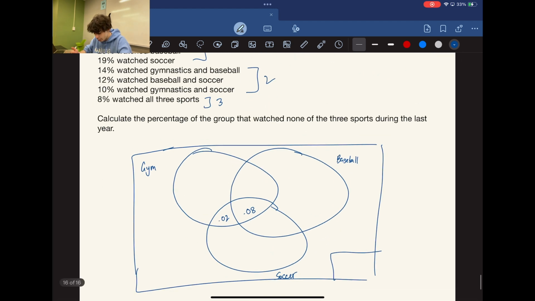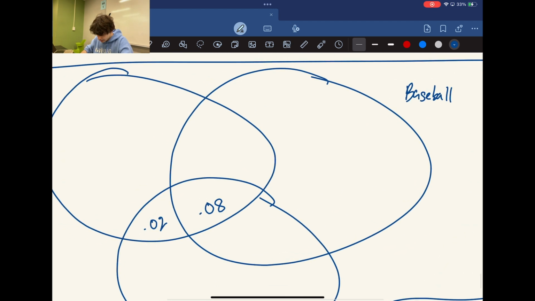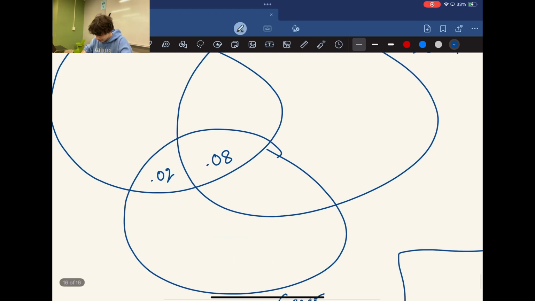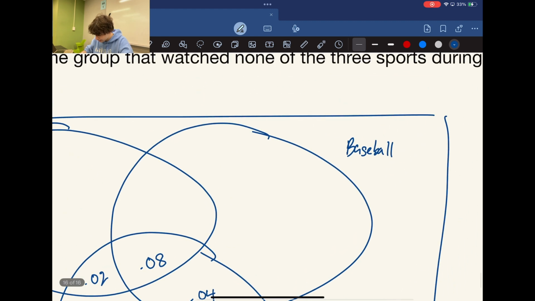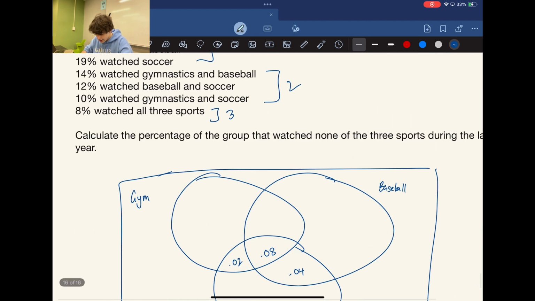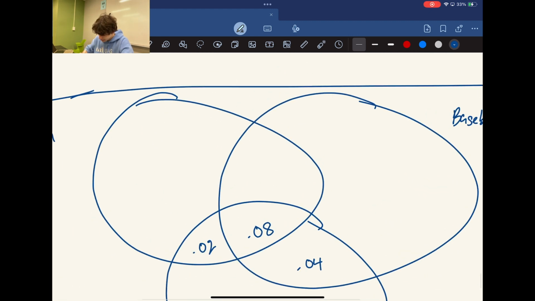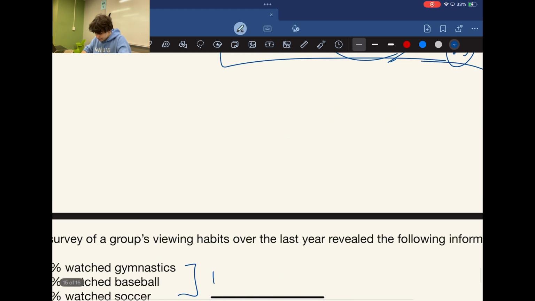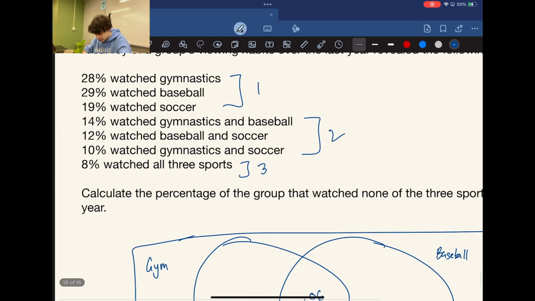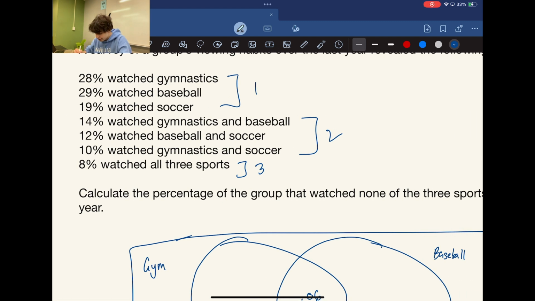So if 12% watched baseball and soccer, and 0.08 watched all 3 sports, that would mean that 0.04 watch exclusively just soccer and baseball. And then finally 14% watch gymnastics and baseball, so a 0.06 is going to be going there. So we took care of the 3s, we took care of the 2s, now we're going to take care of the people that just watch 1 sport.